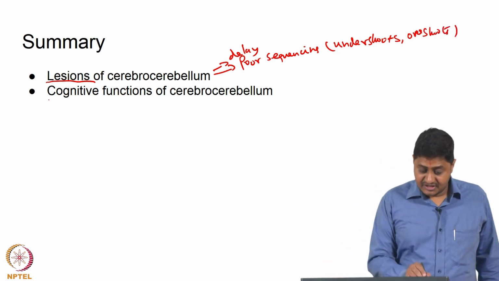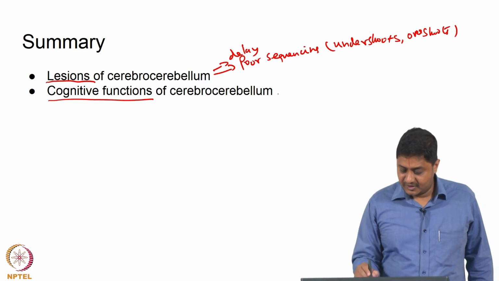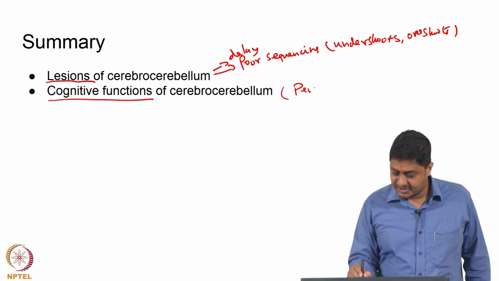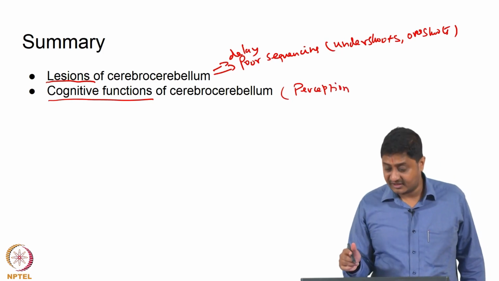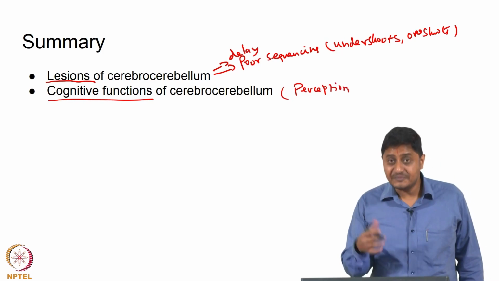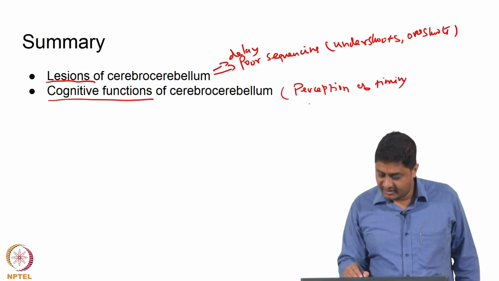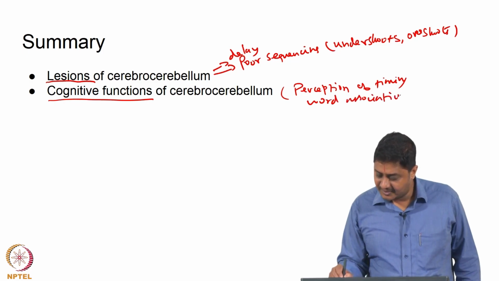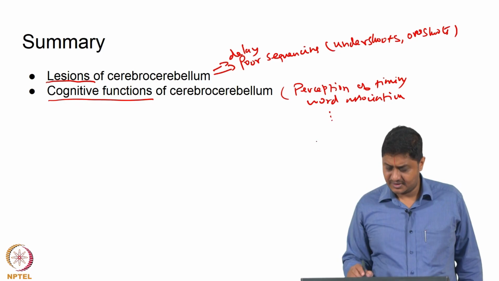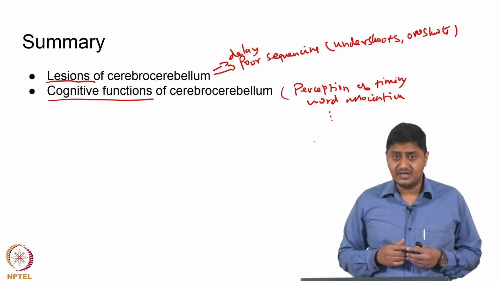And what are the cognitive functions of the cerebrocerebellum? This means perception of timing, for example, not just timing of motor activities, but also perception of timing, word associations for example, and solving puzzles, and so on.